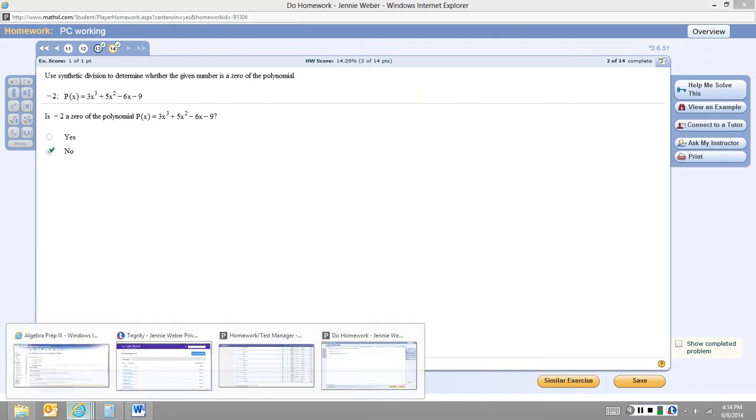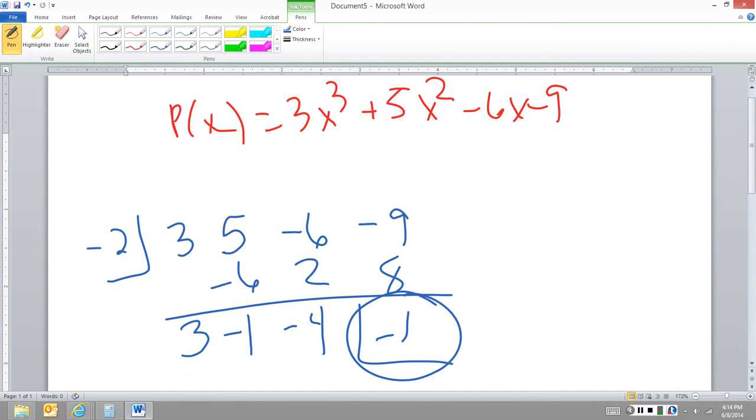Had we got a 0 here in this last step, then it would have been a zero, but we didn't, so it's not. But you can see this is really easy and quick to check these zeros. This becomes very useful as we learn how to find our possible zeros, and we just need to eliminate down to the ones that are.